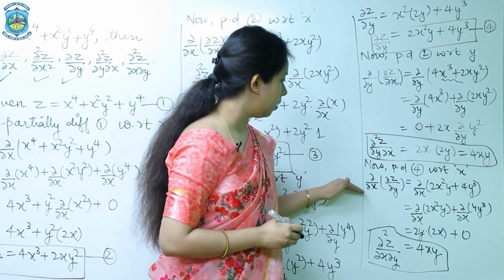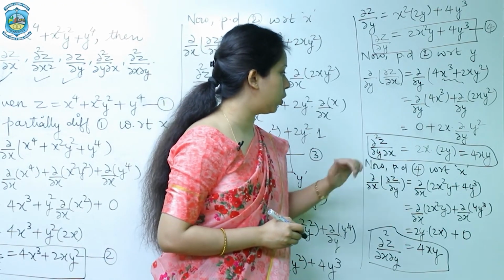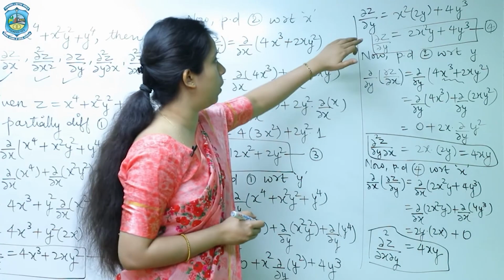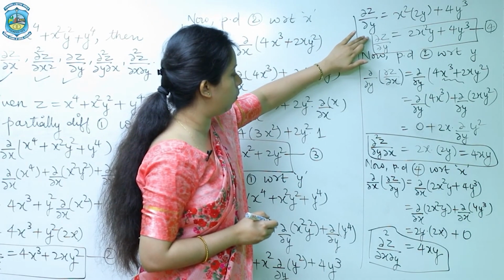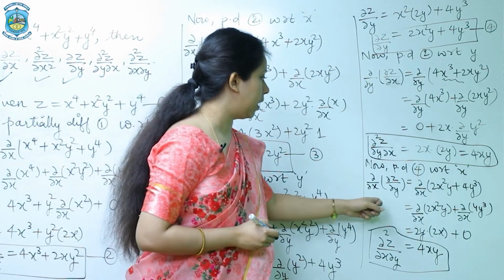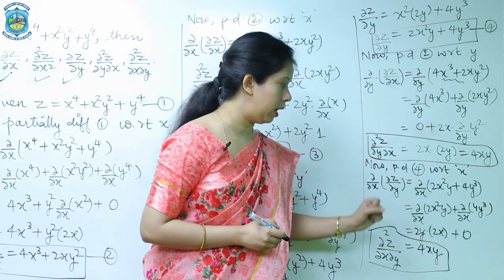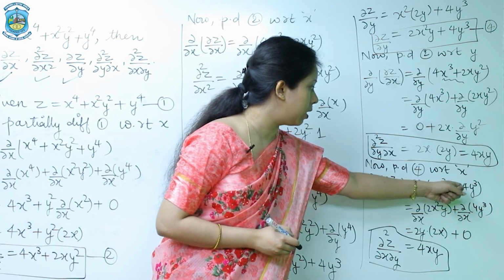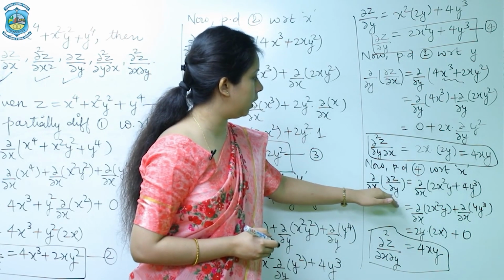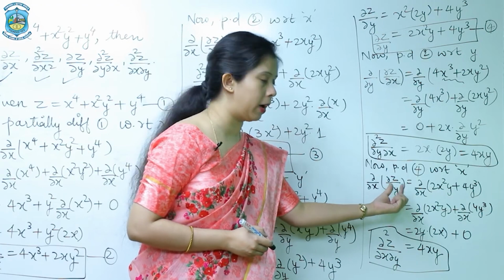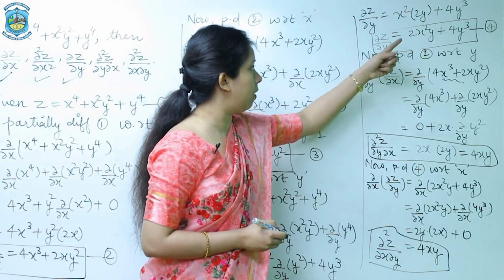So now the last is differentiating equation 4 with respect to x. So this is your equation 4, and we are differentiating it with respect to x. So that becomes ∂/∂x of ∂z/∂y is equal to ∂/∂x of 2x²y + 4y³. Here we have substituted the value of ∂z/∂y in this bracket. The value of ∂z/∂y was this.